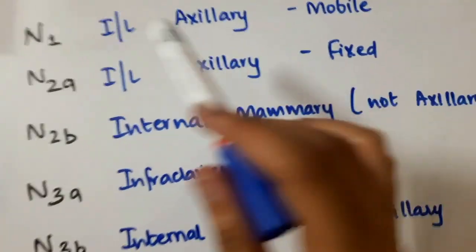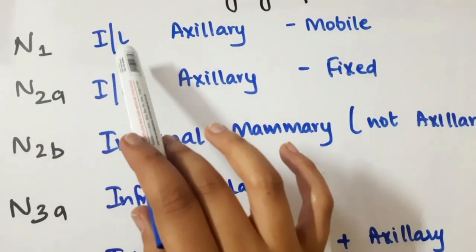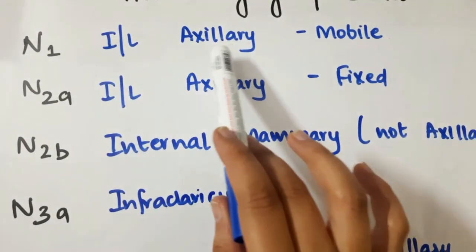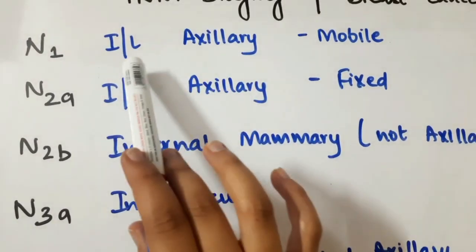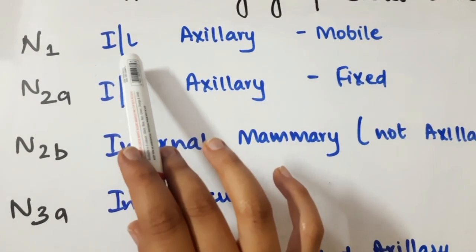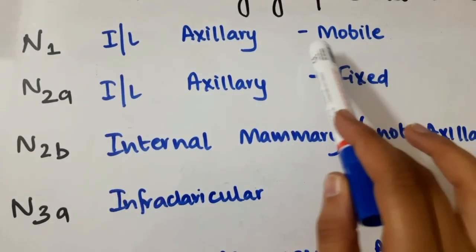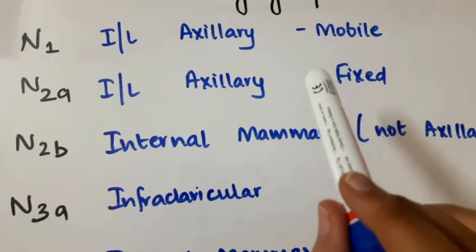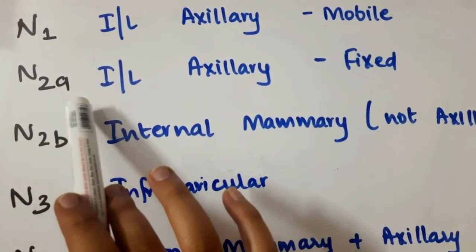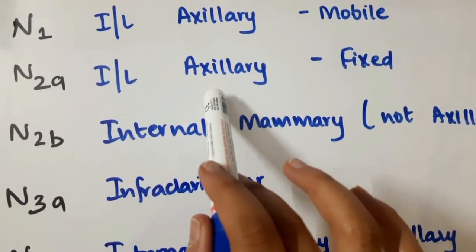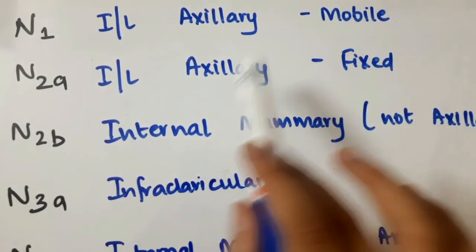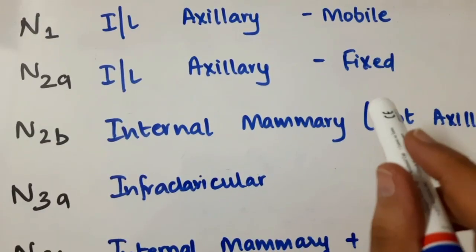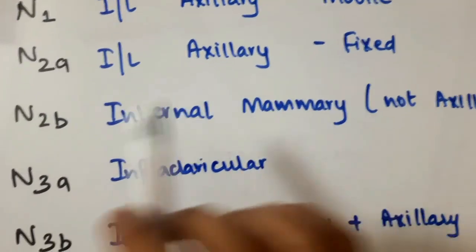Now let's come to the staging. In N1, we have ipsilateral axillary lymph nodes, which means axillary lymph node enlargement will be there on the same side of the lump, and the lymph node will be mobile. So if you try to palpate it, it will be movable. Whereas in N2A, again, the axillary lymph node of the same side is involved, but this time the lymph node is fixed. If you try to move it, it will not move freely.